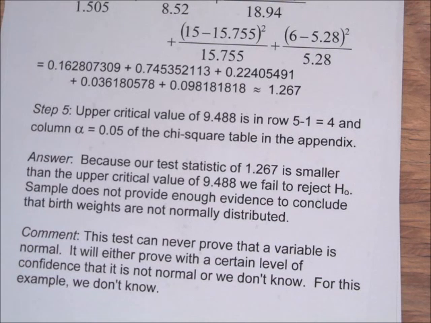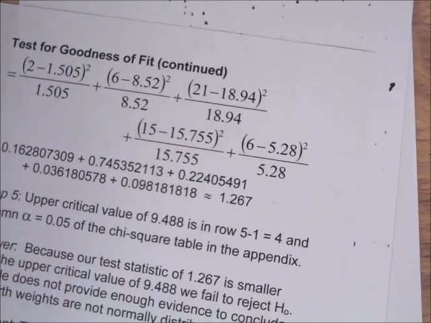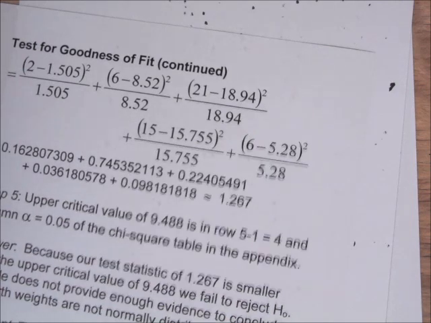So this test can never prove that a variable is normal. It will prove with a certain level of confidence that it's not normal, or we don't know. And for this example, we don't know. So this test is never conclusive. You're never going to prove that it's normal using this test. You just prove that we're pretty sure it's not normal, or we don't know. Because the test is done with an assumption, we're using the probabilities as if it's normal, you can't use that to prove that it's normal.